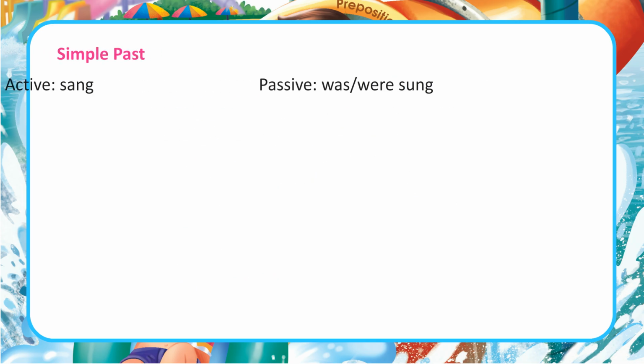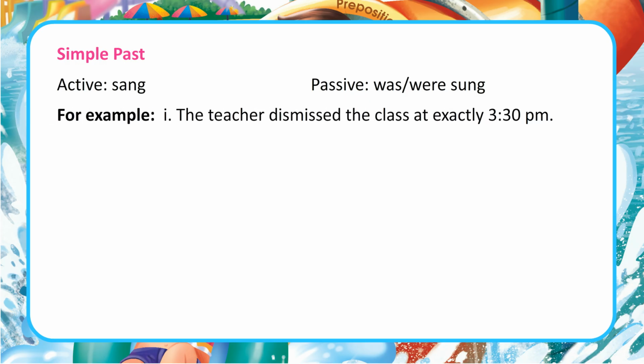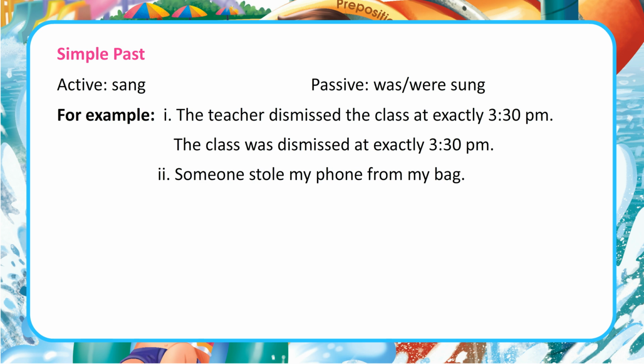Simple past. Active, sang. Passive, was/were sung. For example, the teacher dismissed the class at exactly 3:30 p.m. The class was dismissed at exactly 3:30 p.m. 2. Someone stole my phone from my bag. My phone was stolen from my bag.